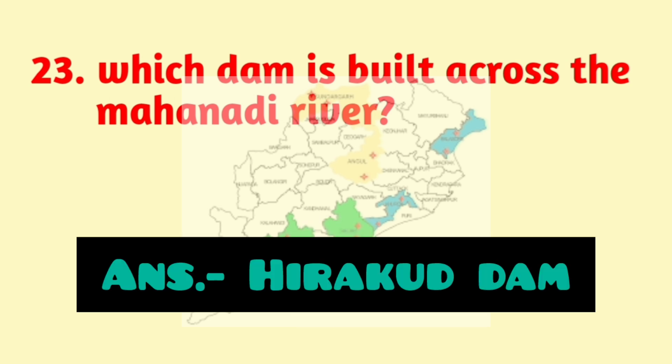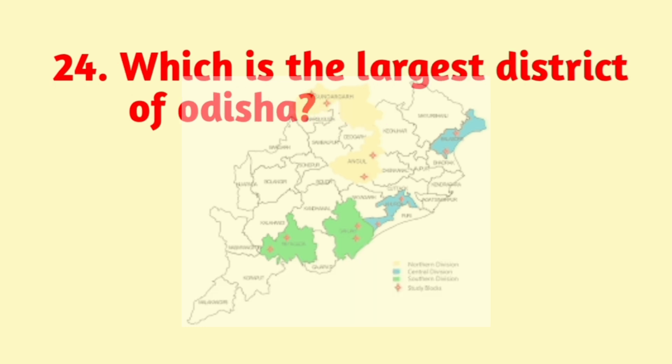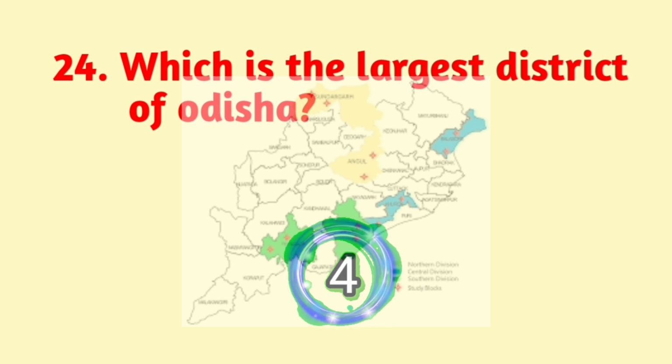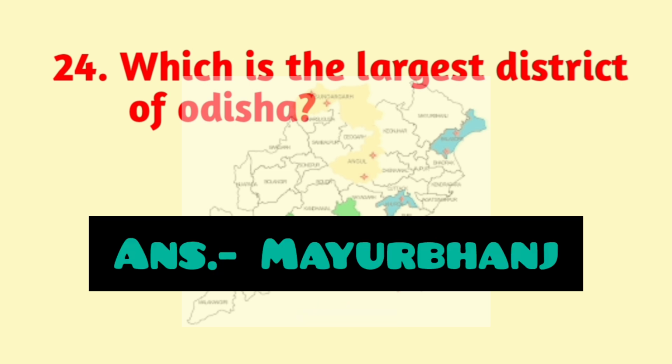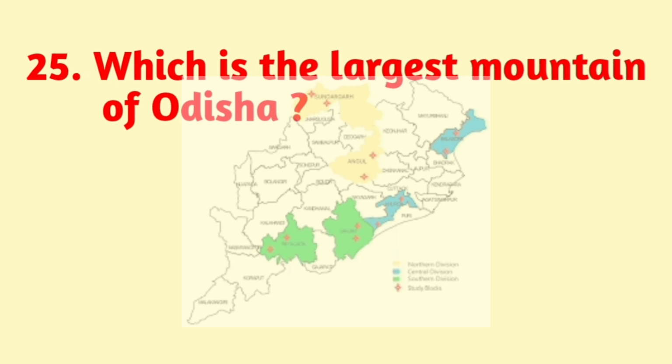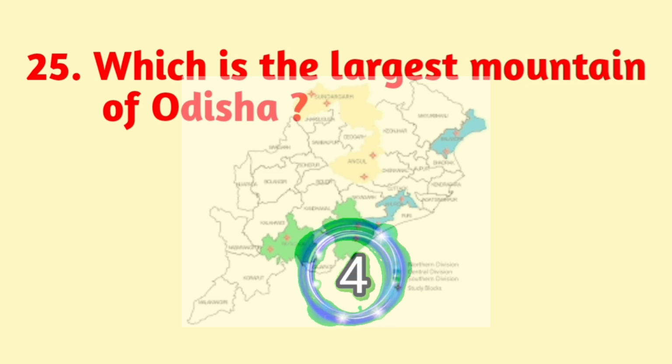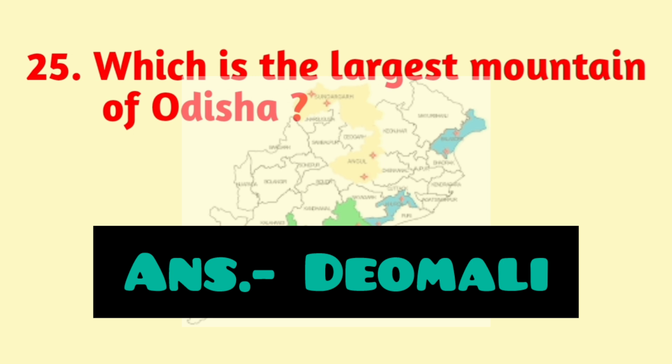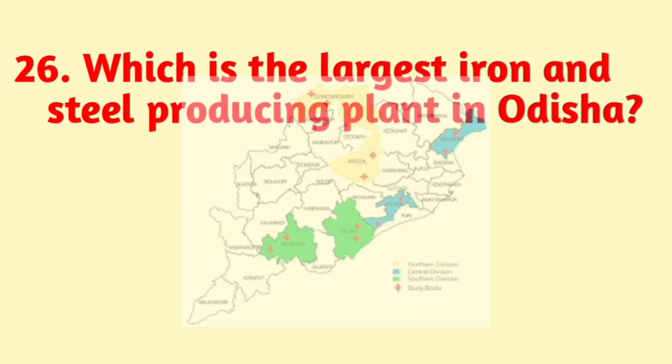The answer is Hirakud Dam. Question number 24. Which is the largest district of Odisha? The answer is Mayurbhanj. Question number 25. Which is the largest mountain of Odisha? The answer is Deomali.